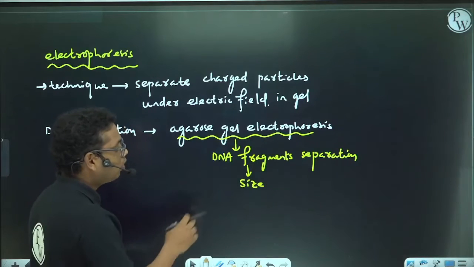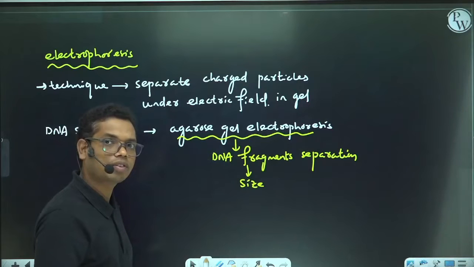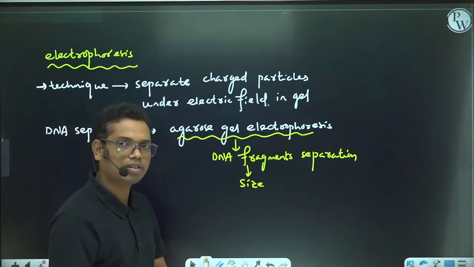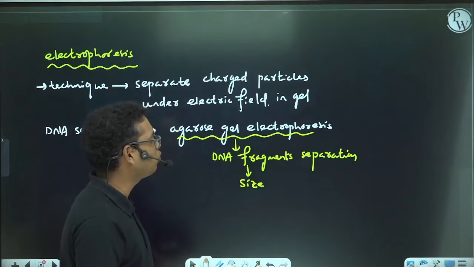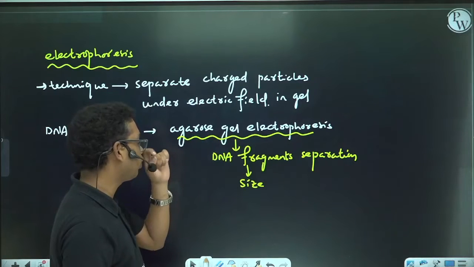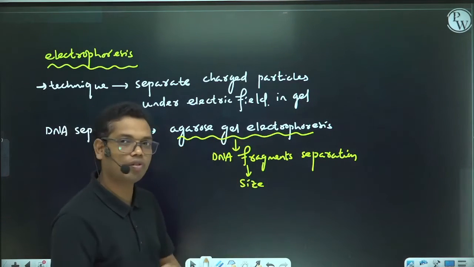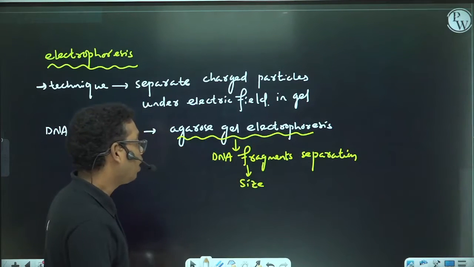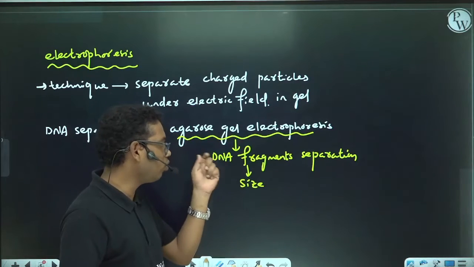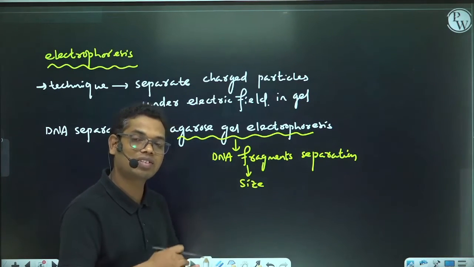So if I want to separate the DNA molecules, then I will use agarose gel electrophoresis. Which type of gel do we use to separate the DNA fragments under an electric field? We use agarose gel, and that type of electrophoresis is called agarose gel electrophoresis. So when do I separate the DNA molecules? Once I do the restriction digestion.